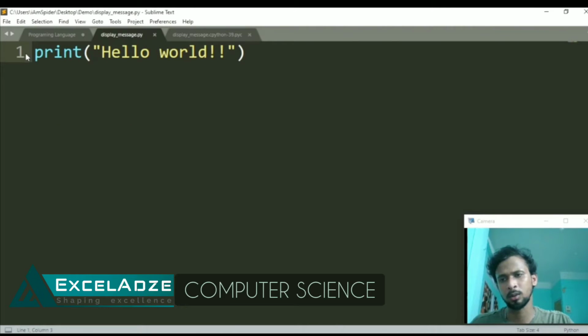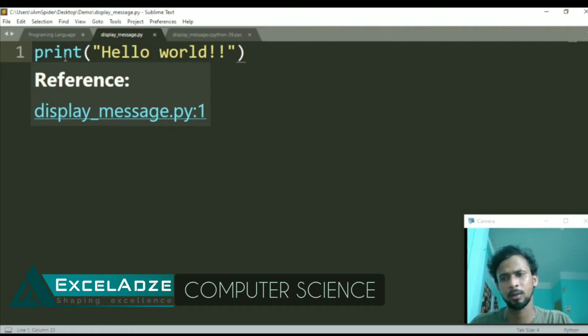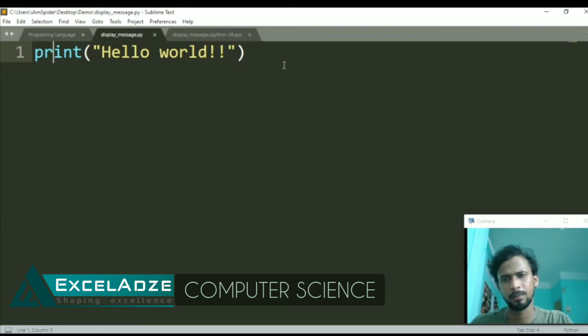If you look at this instruction, it is a high level language because I have written this instruction in pure English form. You can see print hello world. So this is called the high level language. But computer doesn't understand this high level language, or you can say English language, directly.